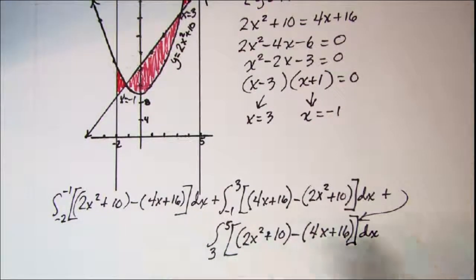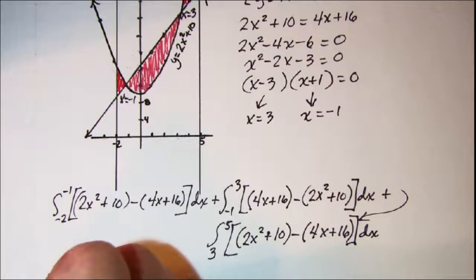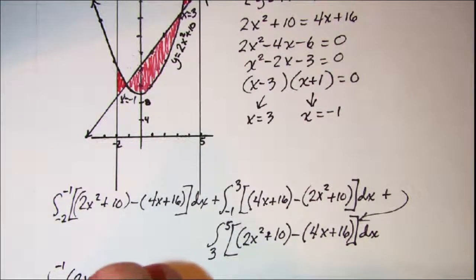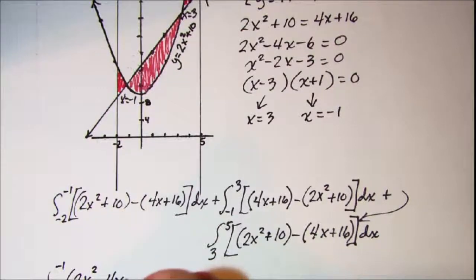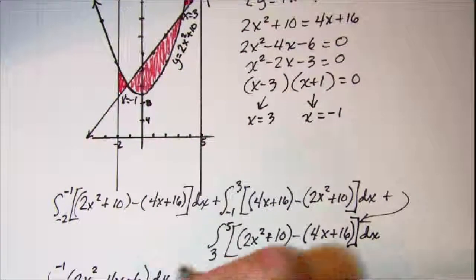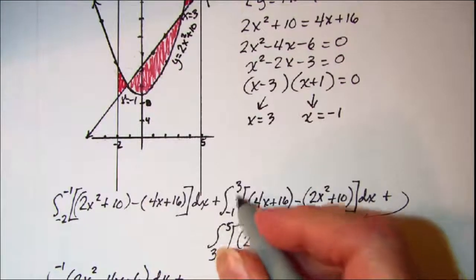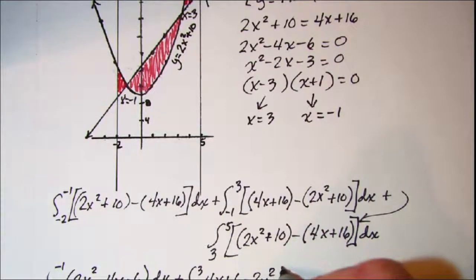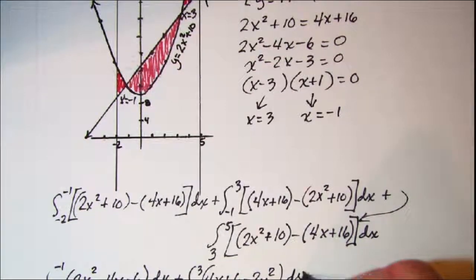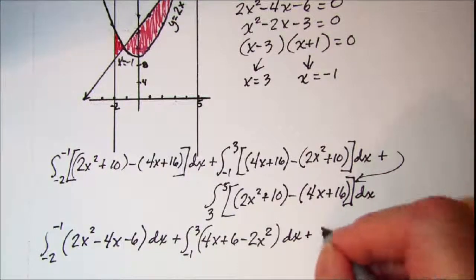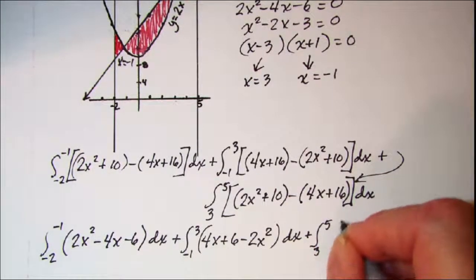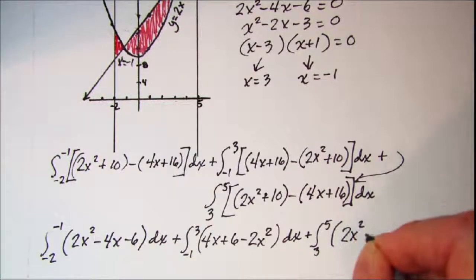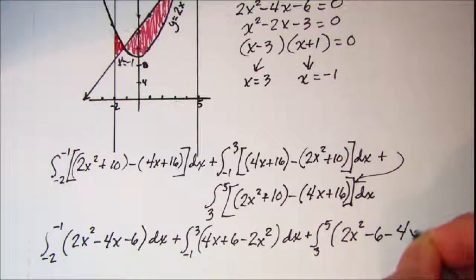Now we can simplify these a little bit. From -2 to -1, I have 2x squared minus 4x minus 6. And then from -1 to 3, I have 4x plus 6 minus 2x squared. And then from 3 to 5, I have 2x squared minus 6 minus 4x.